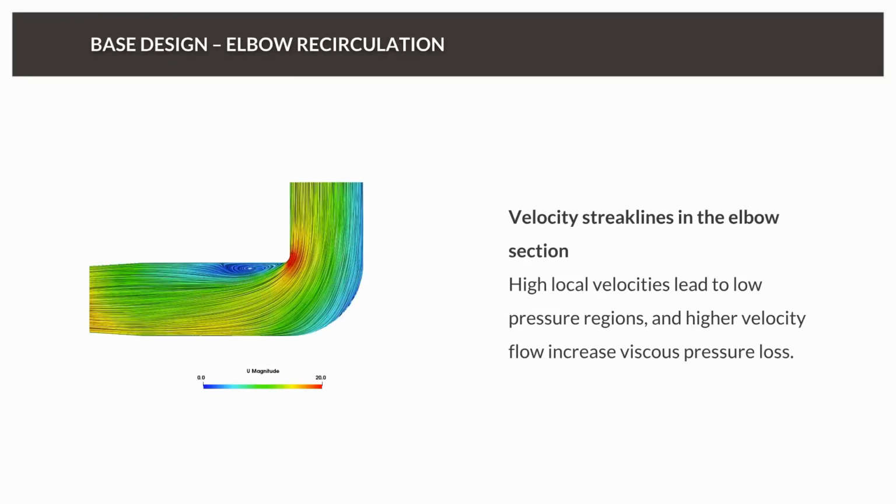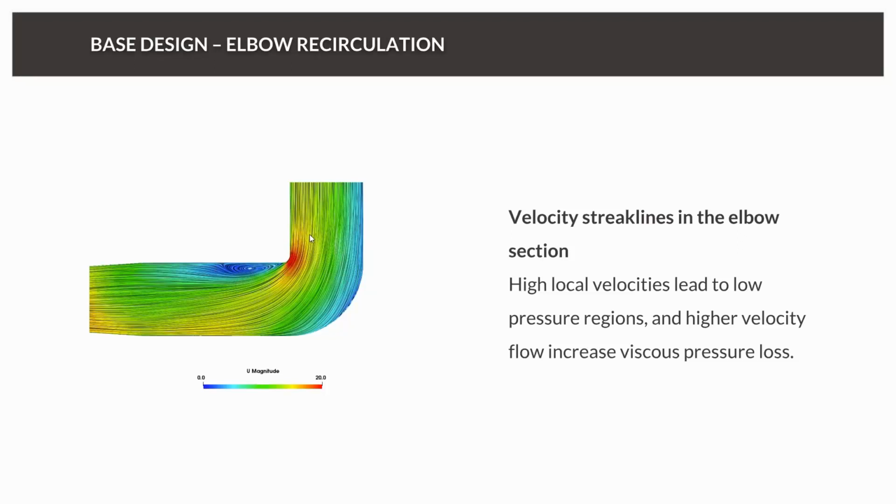And another big problem that we found out about the base design is that we have flow separation with circulation inside the elbow. The reason is that the high local velocities in this area lead to low pressure regions, the law of Bernoulli, as you know.